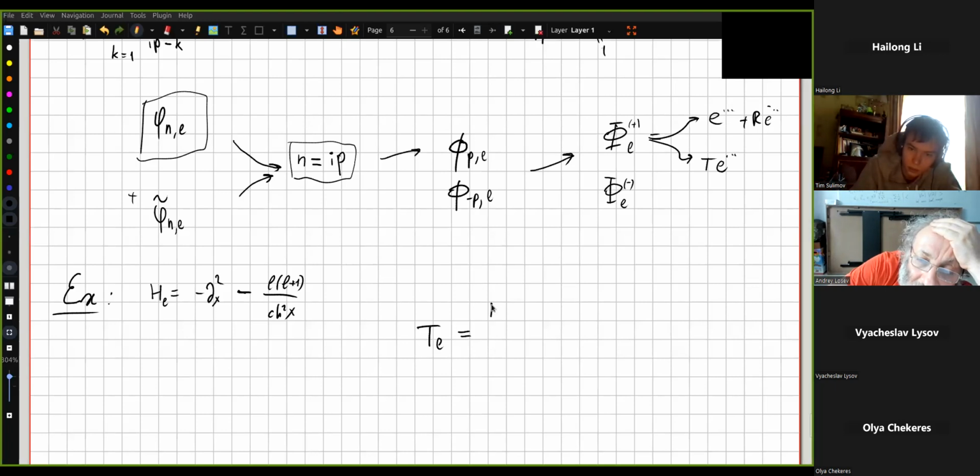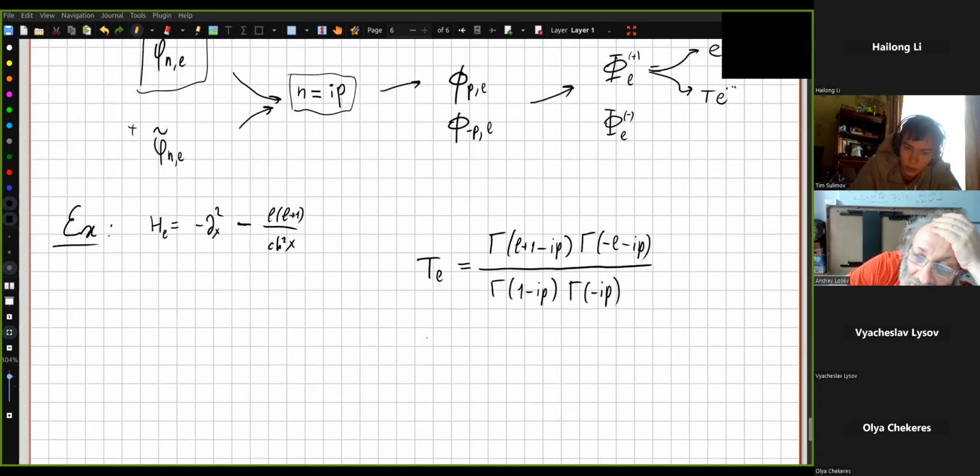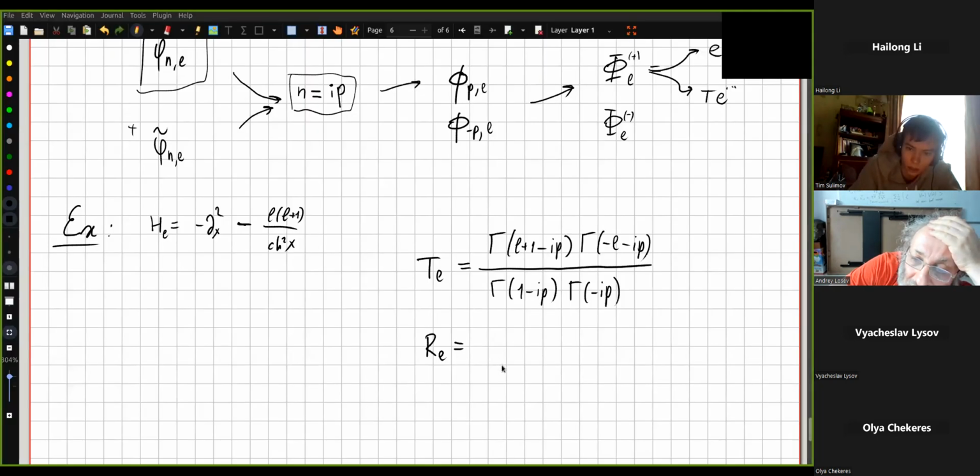So it's gamma of L plus 1 minus EP, IP. And here it's minus L minus IP over gamma of 1 minus IP, gamma of minus IP. And for RL, we have a similar thing. Actually, it's the exact same product of gammas. So I'll just put TL here.